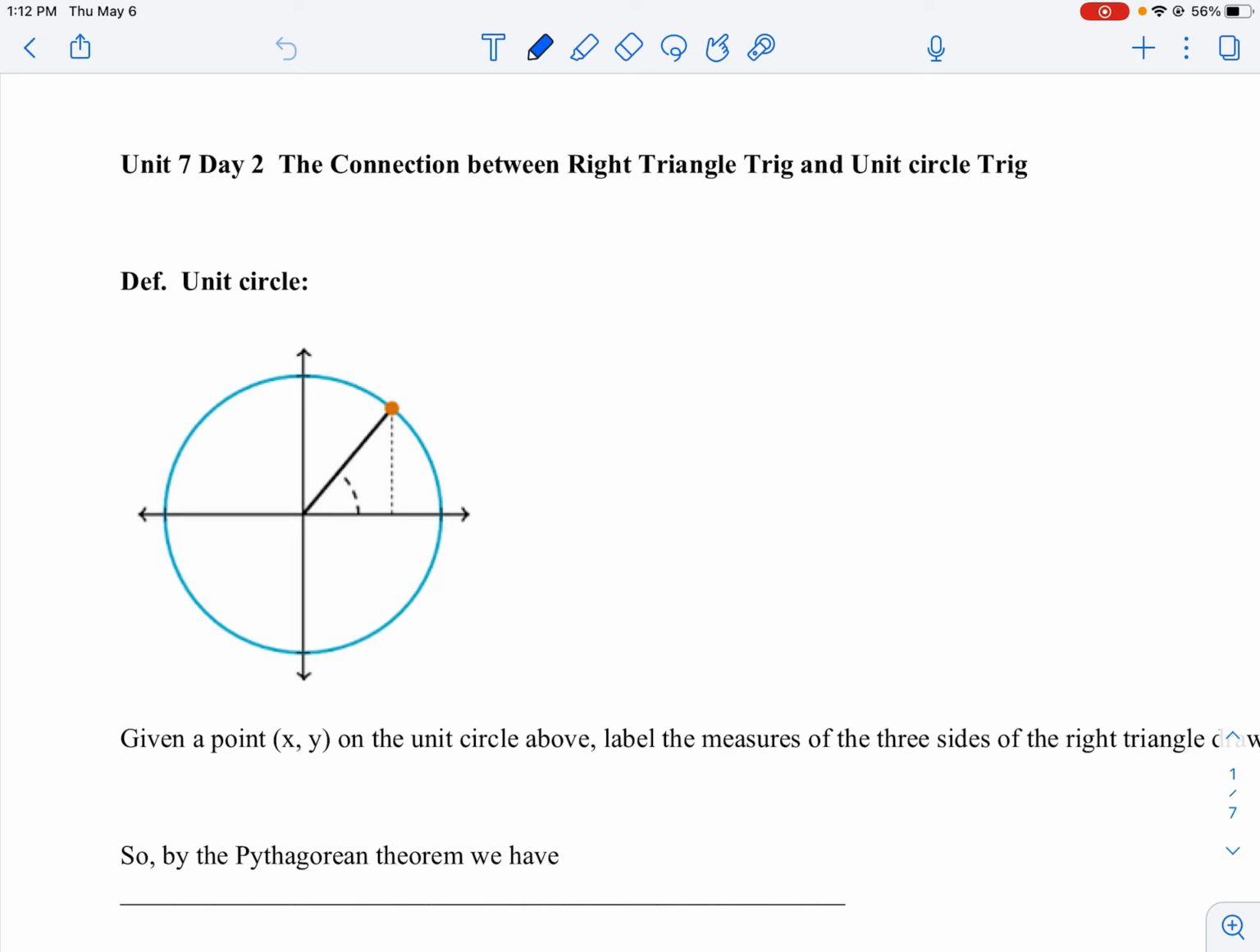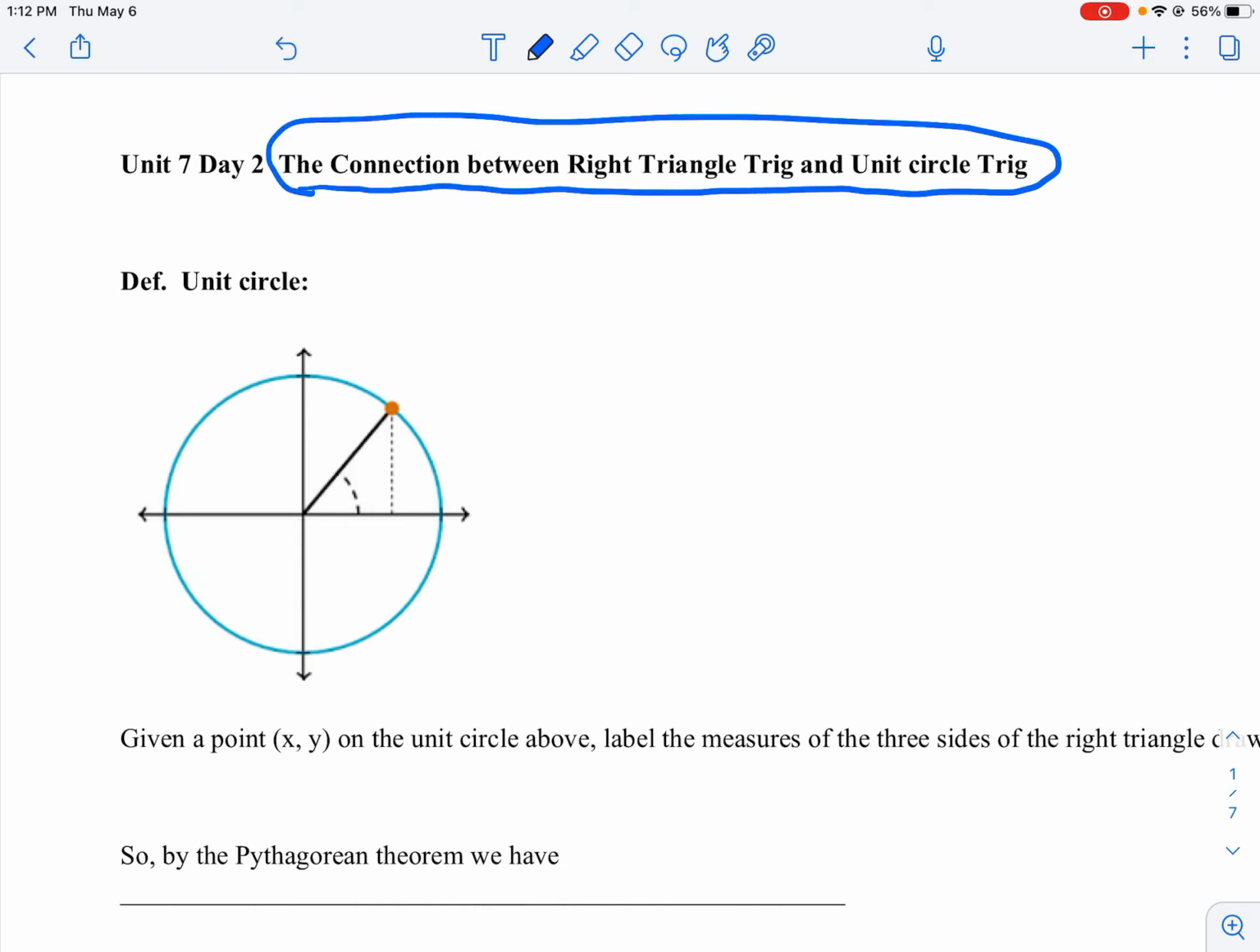Okay. So, in Unit 7, Day 2, what are we going to be covering today? We're going to be trying to bridge the gap between right triangle trig and the unit circle trig. Okay? So, unit circle just kind of adds a little more flavor, I guess, to the right triangle trigonometry. Okay? But before we get started, we have some definitions. And so one of the first definitions is the definition of a unit circle.